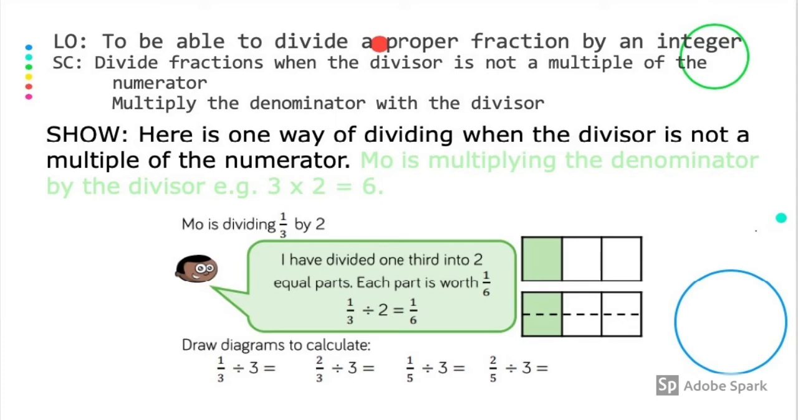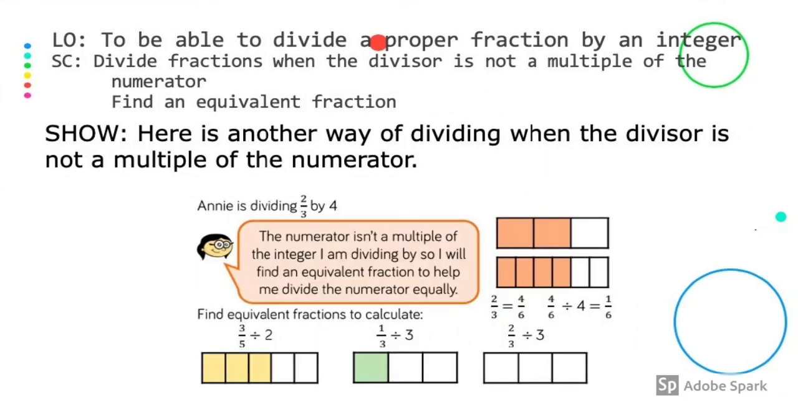Have a go at using Mo's method to work out the fractions at the bottom of the screen. So 1/3 divided by 3, 2/3 divided by 3, 1/5 divided by 3, and 2/5 divided by 3. Remember the trick. You multiply the denominator by the divisor. Now, Mo's method used a technique where he multiplied the denominator by the divisor to get his answer.